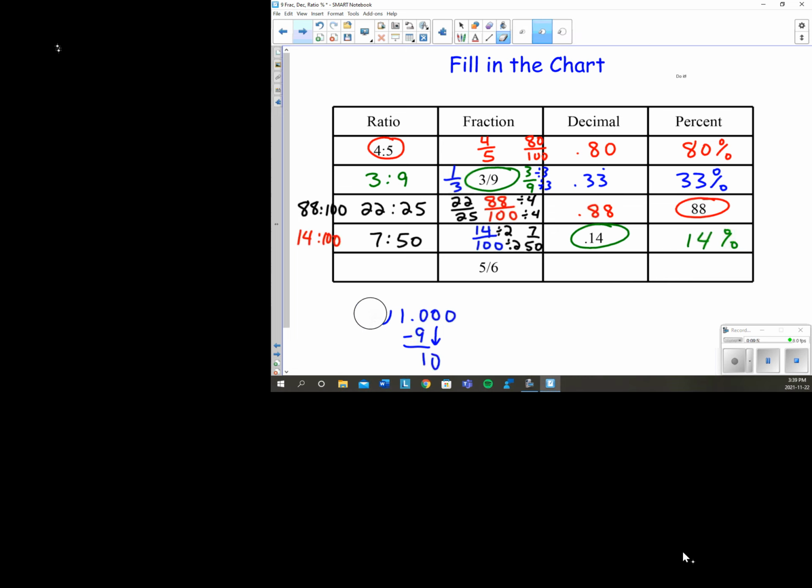Finally, the last one is 5/6, which is a fraction. Easiest thing to do is make it into a ratio, which is 5 to 6. And then in this case, to find the decimal, I'm going to have to divide. I'm going to have to do long division. I'm going to have to go 6 into 5. It does not go in, so I'm going to have to put down some zeros.